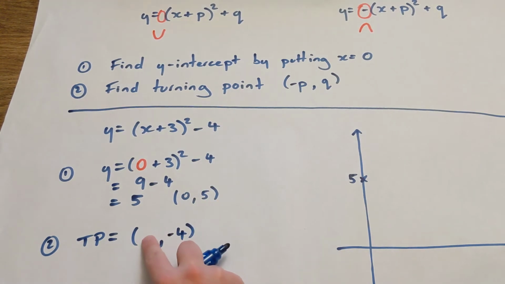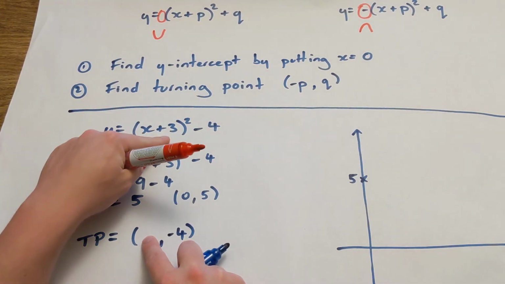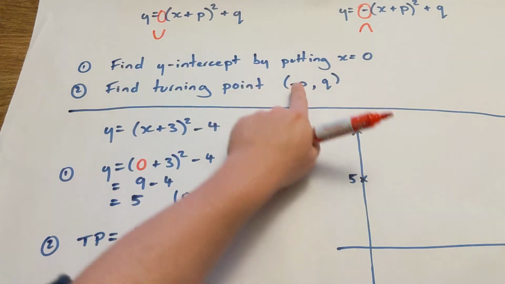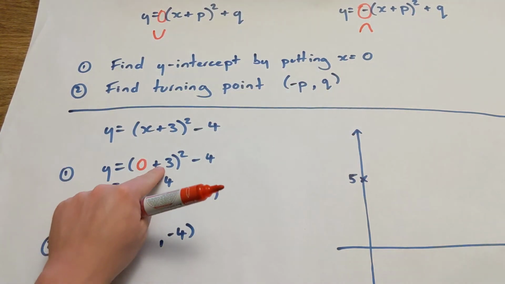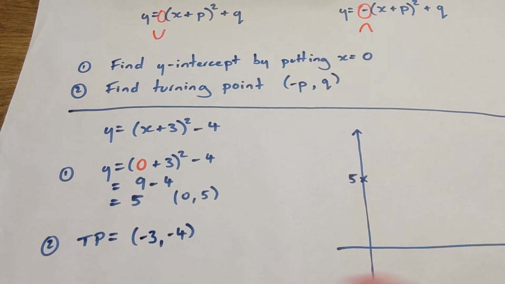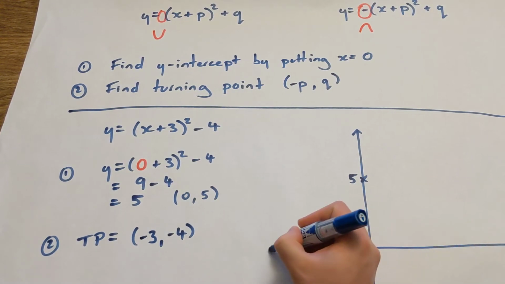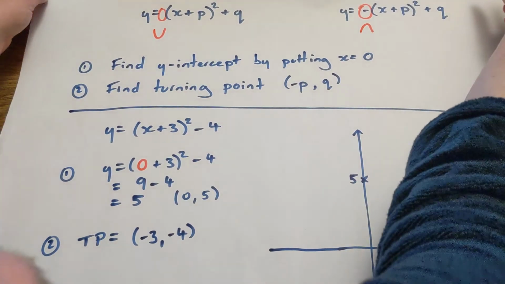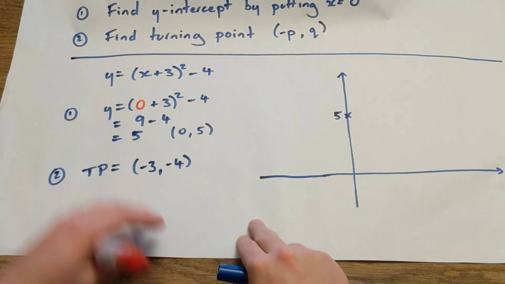The number here, well, that's just the opposite of this number. So you remember up here, when it was plus p, it became minus p. So here it's plus 3, and it will become minus 3. I'm wishing I'd drawn a bit more on my graph if I'd thought ahead. Okay, so we know now the turning point is at negative 3, negative 4.